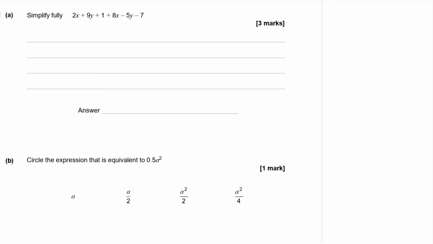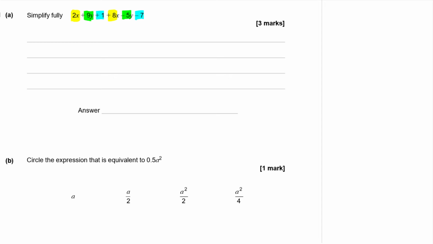Now we've actually got 3 different types of thing here. We've got terms in x, of which we've got a 2x there and we've got an 8x there. We've got terms in y, and I've got a 9y there and a minus 5y there. And we've got numbers or constants, so I've got a 1 there and a minus 7 there. Okay, so when we simplify, we're going to be collecting these like terms together.